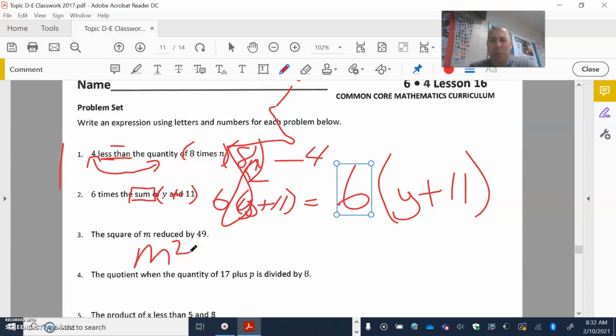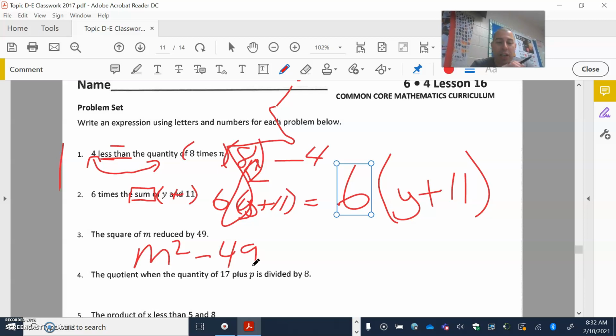And then I'm not a big fan of this "reduced by." In math, we typically don't like that word a whole lot. But if we reduce something, we're going to make it smaller. So that's why it's minus 49. All right. Try question 4. Hit that pause button. All right, let's see how you did.